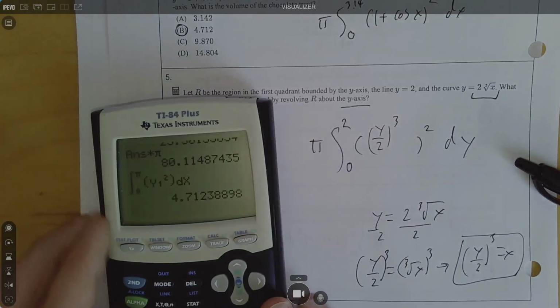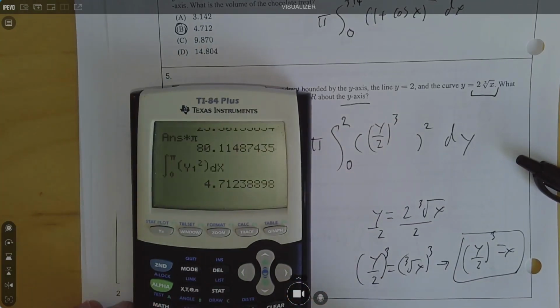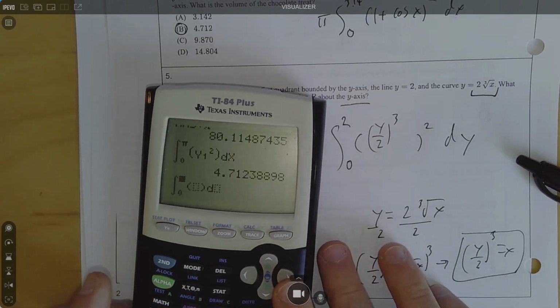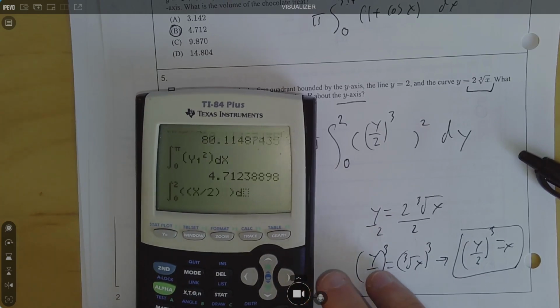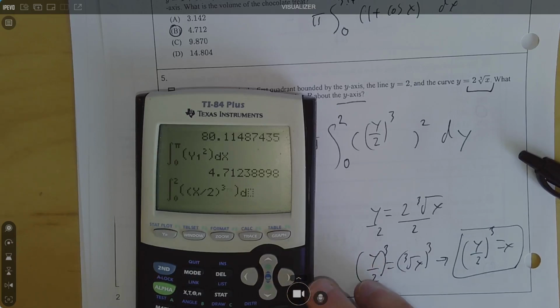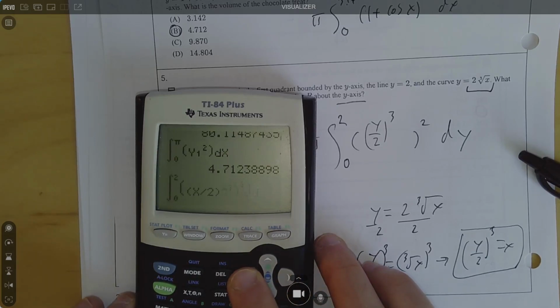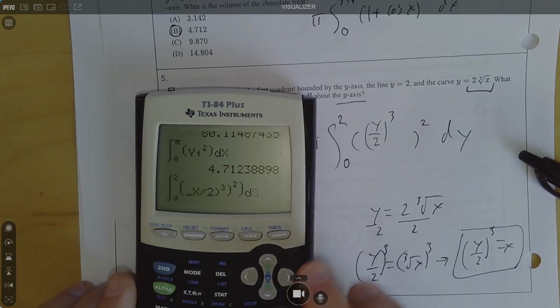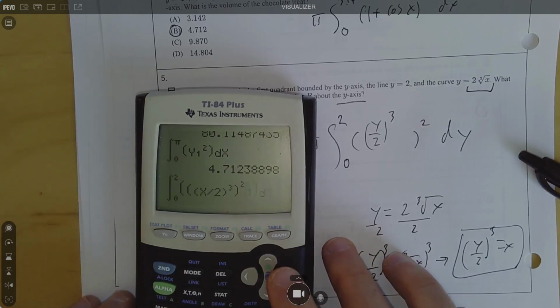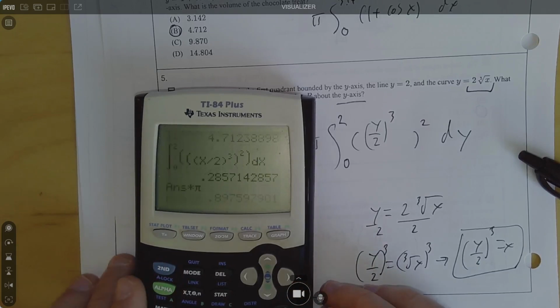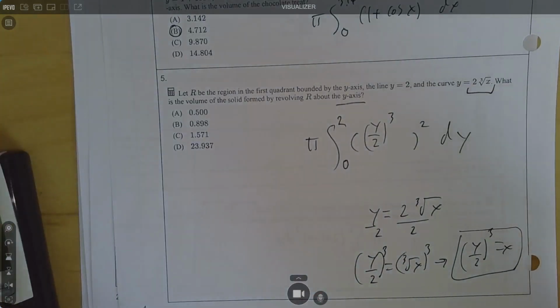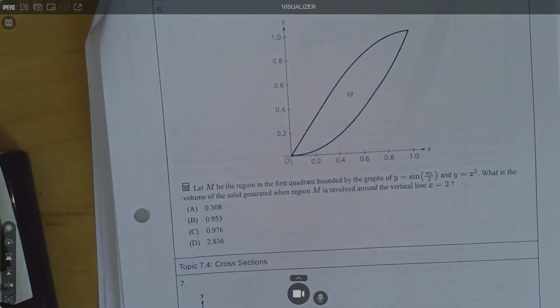And now we're ready. So we're going to put that in the calculator, but we're going to have to just write it in terms of x instead. So it's going to be math9 from 0 to 2, x over 2 to the third, all of that squared, but I need to put it on the other side too, dx. And I gotta multiply that by pi. So 0.898. B.